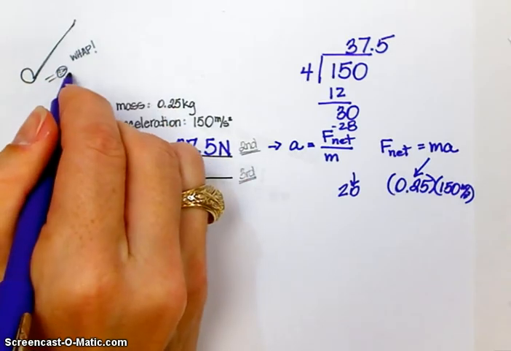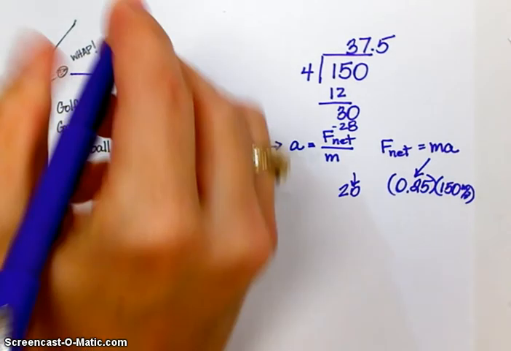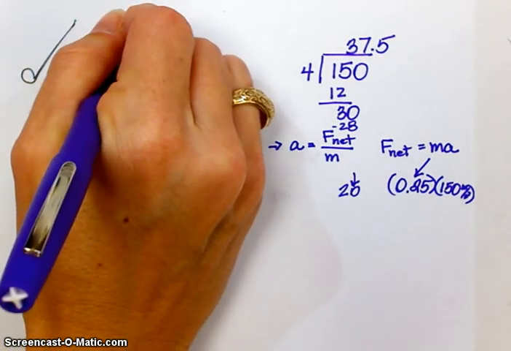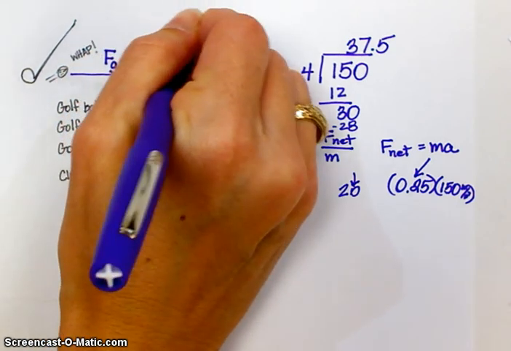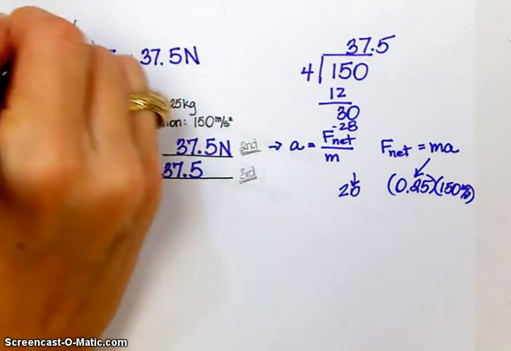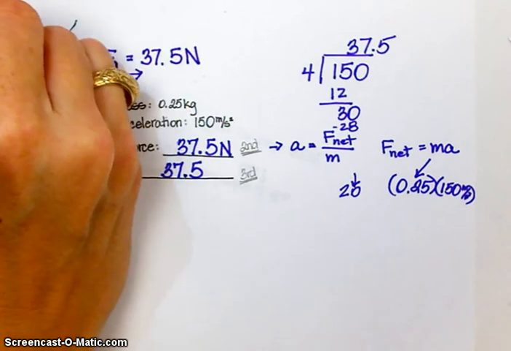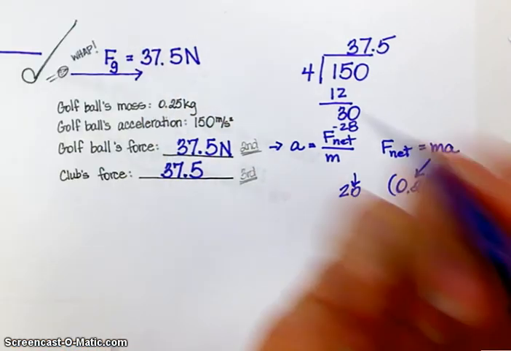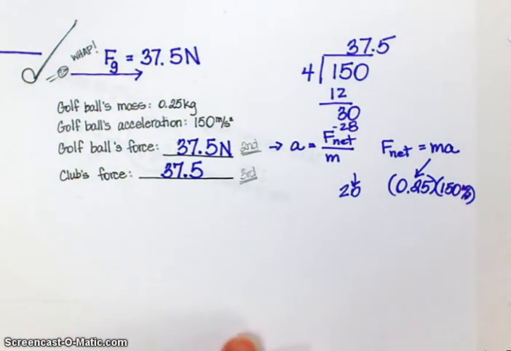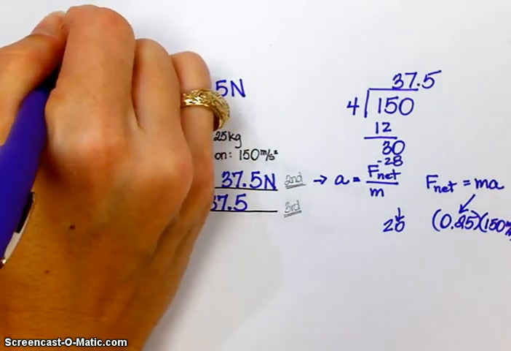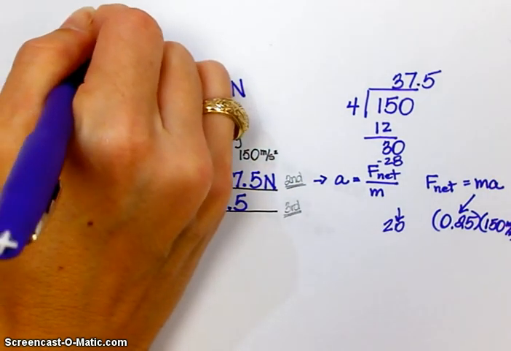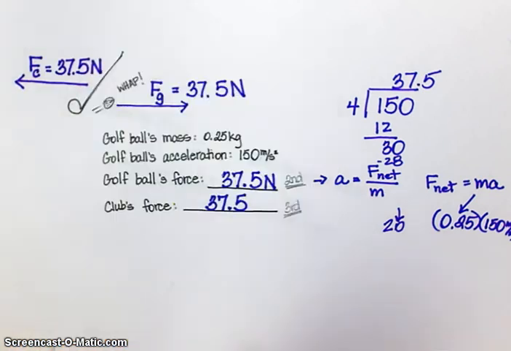So the force on the golf ball, we'll call that F of G, is 37.5 newtons. And that is equal and opposite to the force on the club, which is also 37.5 newtons. They're equal in magnitude and opposite in direction.